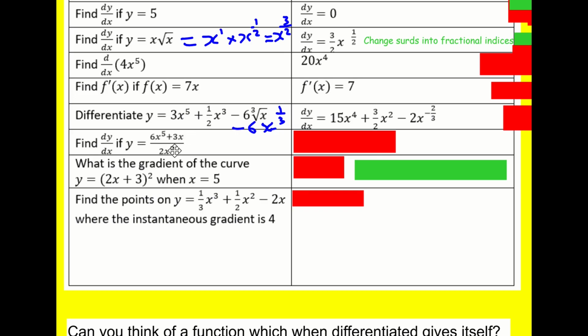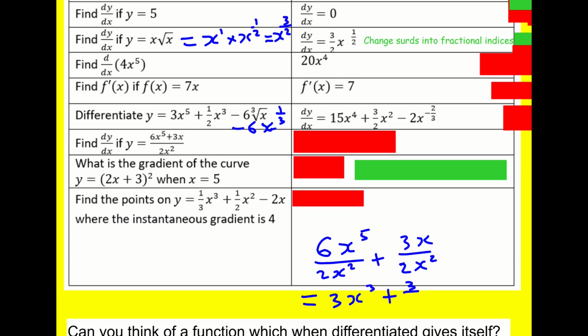Okay, this next one, got to think carefully about it. You cannot differentiate it as it stands because it's not x to the power of something. So first of all, you have to simplify it. It's going to become 6x to the 5 divided by 2x squared plus 3x over 2x squared. You have to do this step first. And now you can simplify this down. It's going to become 3x to the 3 plus 3 over 2 x to the minus 1. I've done that quite quickly, I'll talk about it just a little bit more. These are going to cancel to give me 3 and 1. I'm going to subtract my indices to give me x to the 3.